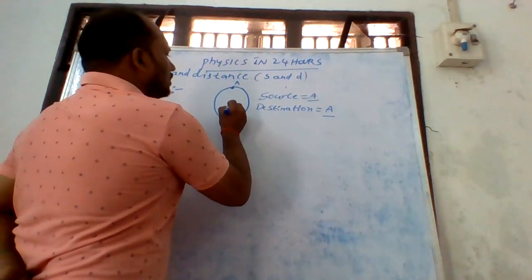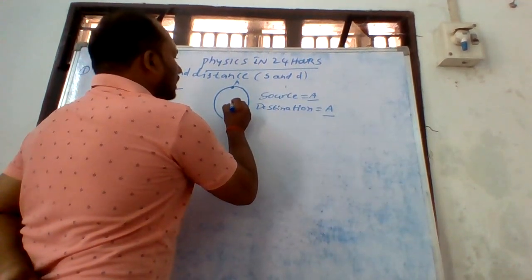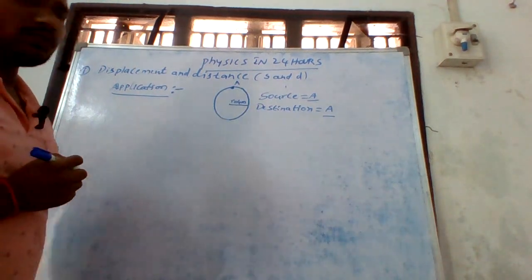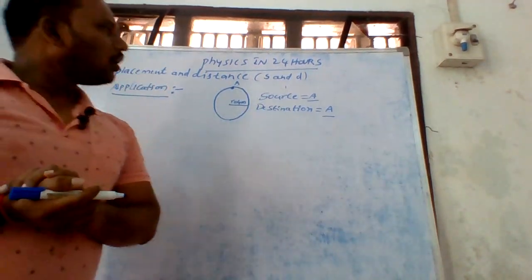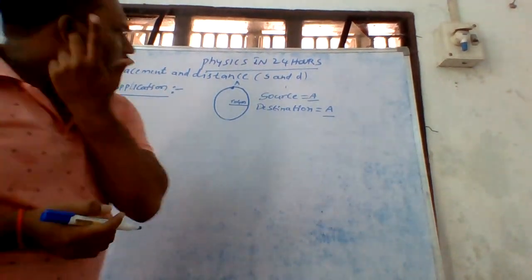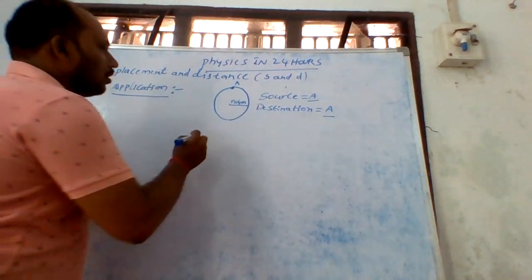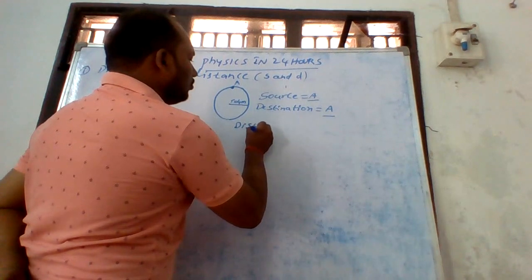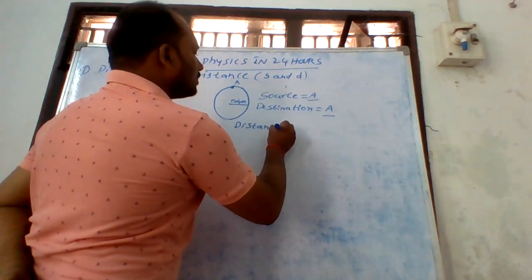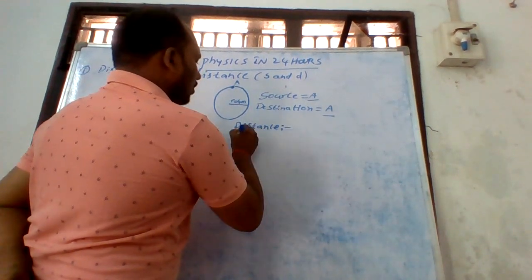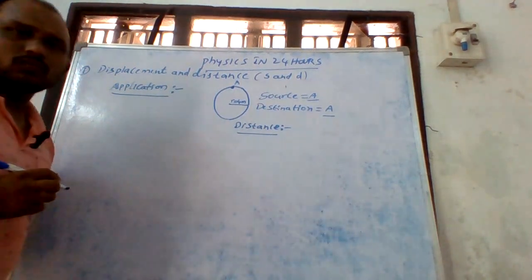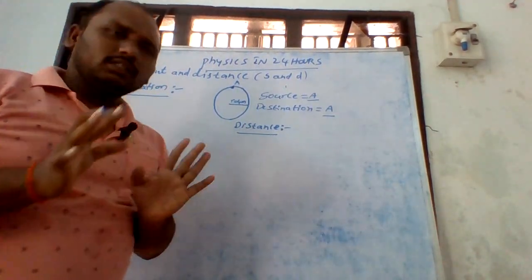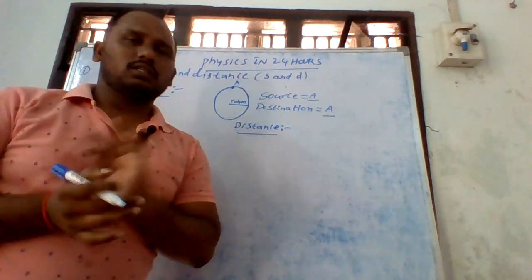What is the radius of this circle? Assume the radius of the circle is 4 meters. Now what is the meaning of distance? Distance is nothing but path coverage from source to destination.